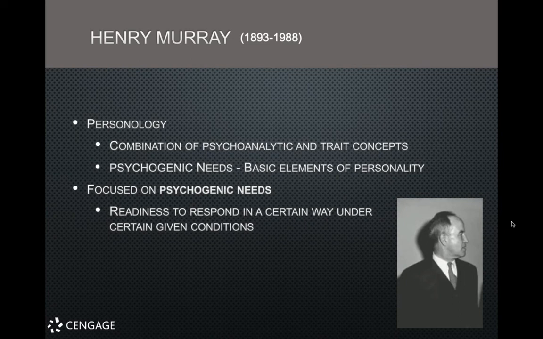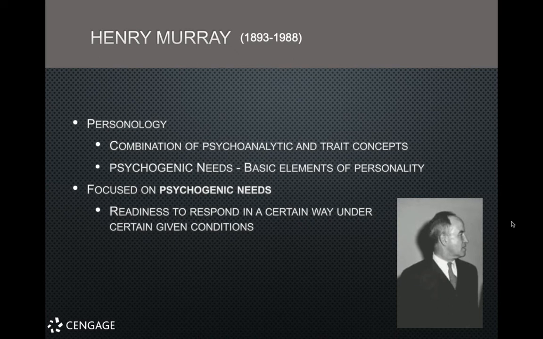Murray called his approach personology, and identified psychogenic needs as the basic element of personality. He described these needs as a readiness to respond in a certain way under certain given conditions. He eventually arrived at a list of 27 psychogenic needs, including the need for autonomy, the need for achievement, the need for dominance, and the need for order. In keeping with his psychoanalytic background, Murray postulated that these needs are largely unconscious.